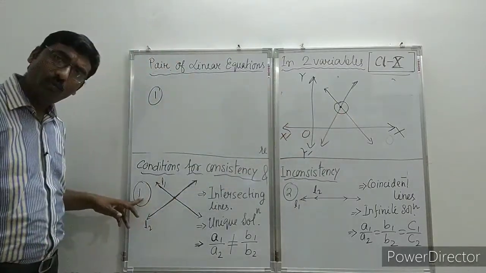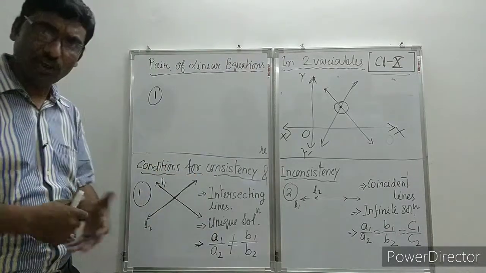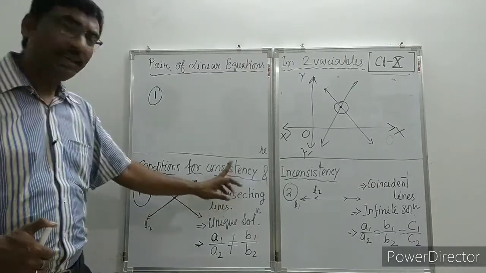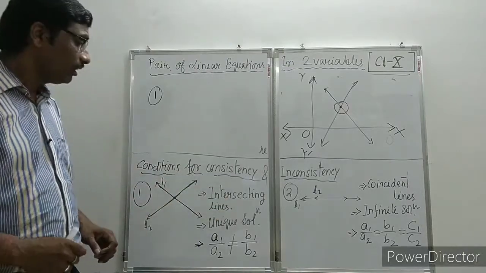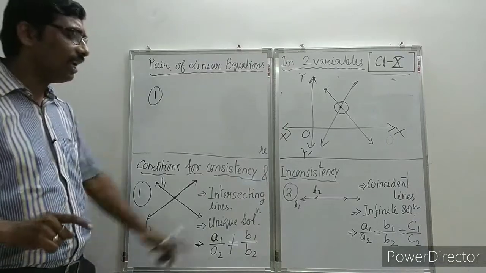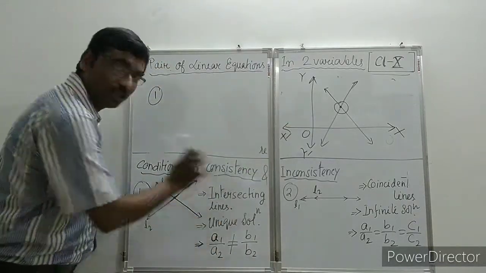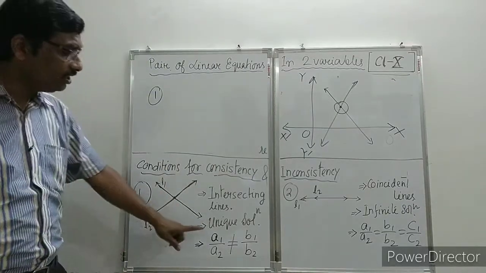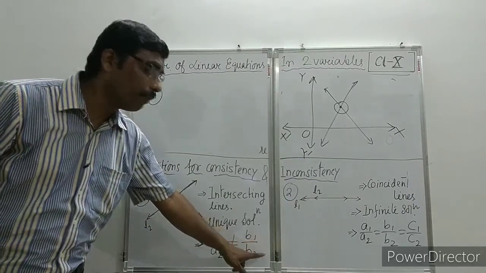So the condition number one, condition for consistency, that means when there is a solution. The first condition is if the two lines are intersecting each other. That's why it is written intersecting lines. Then what will happen? If they intersect at one point, that means they have only one solution. That's why it is written unique solution. And what will be the condition? The condition is A1 by A2 not equal to B1 by B2.